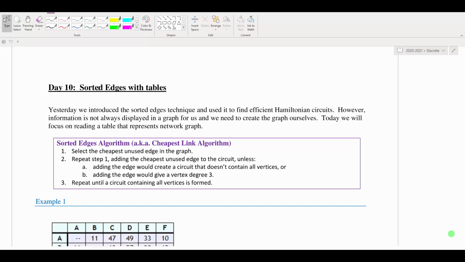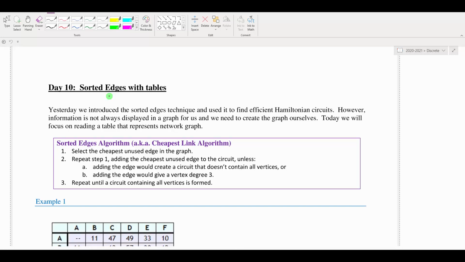We're going to continue talking about sorted edges, but we're going to talk about it in the format of tables today. We introduced the sorted edges technique and used it to find efficient Hamiltonian circuits. However, a lot of the times when we receive information about networks, we don't get a nice pretty graph that is displayed for us. Instead, we have to create a graph. So today we're going to focus on reading a table, which is probably a more common way to display information about networks, or actually network graphs and things like that.